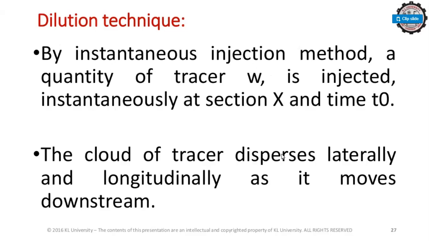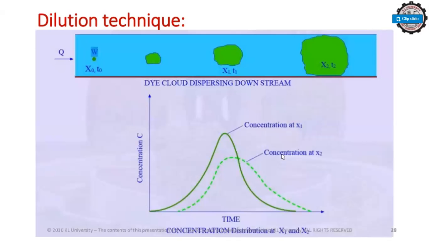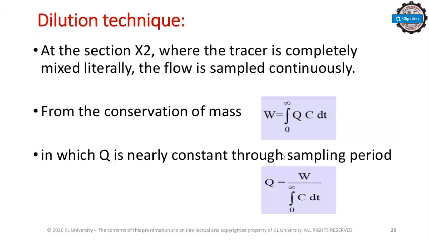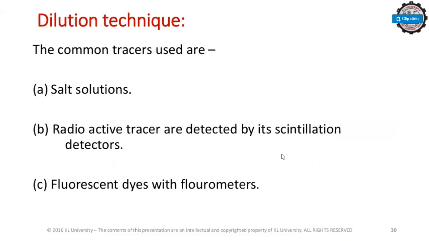By the instantaneous injection method, a quantity of tracer is injected instantaneously at section x1 at time t equal to zero. The cloud of tracer disperses laterally and longitudinally as it moves downstream. Dye cloud dispersing downstream, with concentration at x1 and concentration at x2. At the section x2, where the tracer is completely mixed laterally, the flow is sampled continuously. From the conservation of mass, Q is nearly constant over the sampling period.